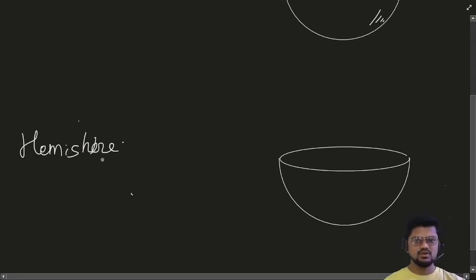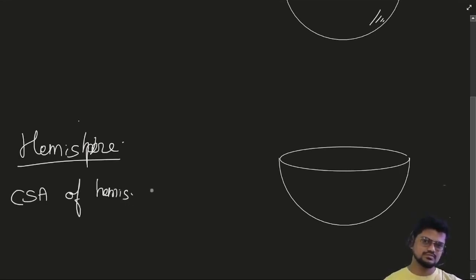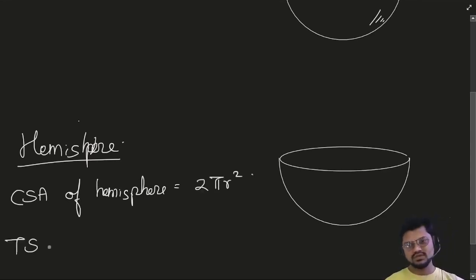Now in the hemisphere, what will be the curved surface area of the hemisphere? 2 pi r square. Exactly, since the curved surface area of the whole sphere was 4 pi r square, it will be half of that. That is 2 pi r square. And then, what will be the total surface area of the hemisphere?